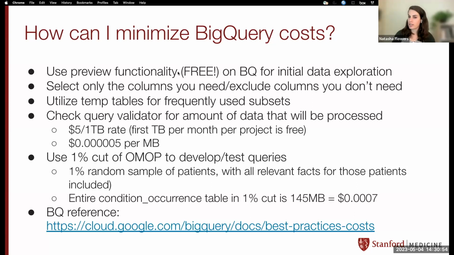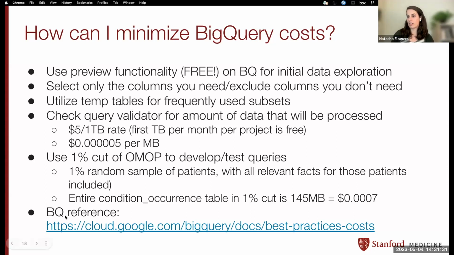Yeah, the preview functionality is free, so that's your friend. Make sure you're only selecting the columns you need. That'll also help declutter your workspace. It's hard if you have a ton of variables to see what you need to see. And you can store data in temp tables. If you keep running the same query to generate your cohort again and again, it's going to be more efficient to create another table with your cohort and use that, rather than touching all of the original tables to create it. So there are plenty of ways to keep the costs low, and it's actually pretty cost efficient if you're a little bit mindful about it.